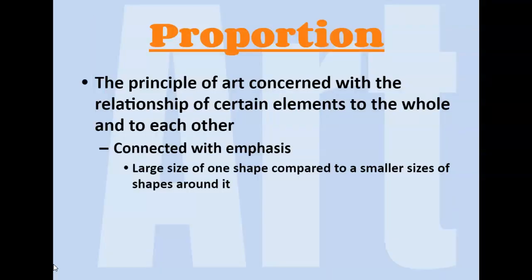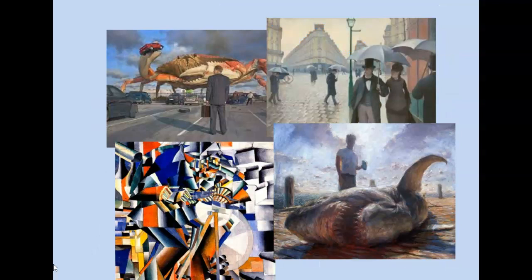We have proportion. Proportion is the principle of art concerned with the relationship of certain elements to the whole and to each other. It's connected with emphasis. So we see a comparison between sizes of shapes or objects. So the top left, you have this enormously large crab attacking the city. Then you have the image on the right, and you have the umbrellas and how they get smaller as they go backwards. And you have this sense of rhythm and movement that's happening in this image at the bottom left, and the size of the different shapes and colors.